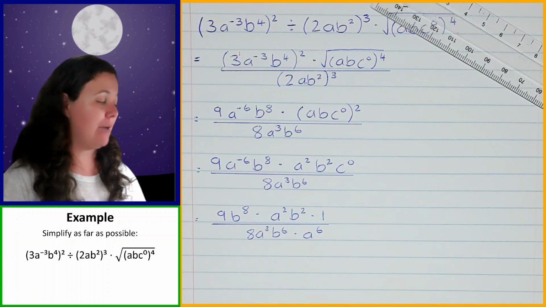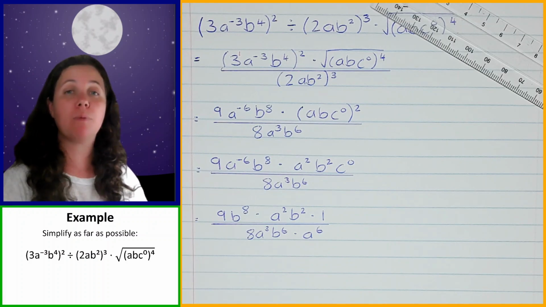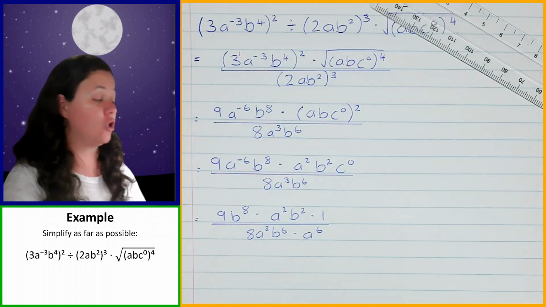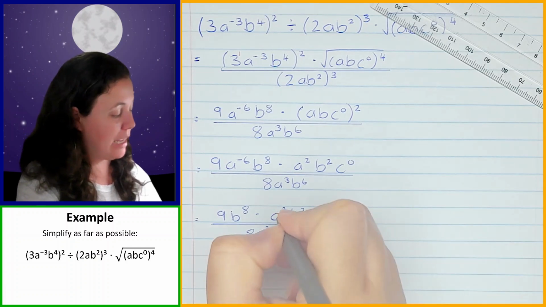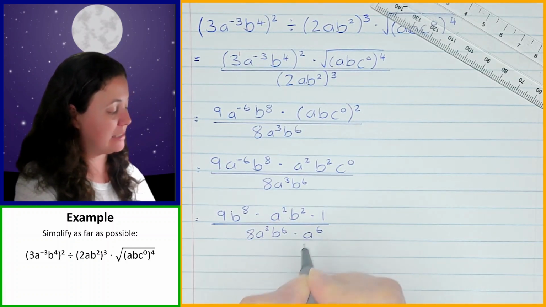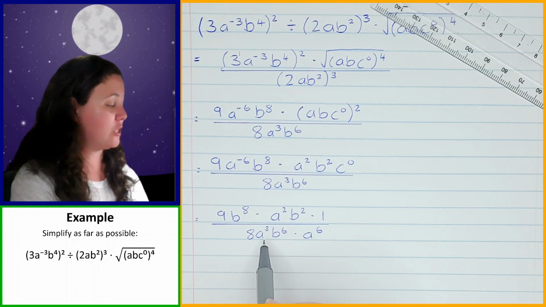So over here, I'm looking for things that have the same base, things that I can multiply together and add their exponents, or things that I can divide and subtract their exponents. Okay, so I'm going to look at my a's first. Over here, I've got a squared. Here I've got a cubed, and here I've got a to the power of 6. So if you look at the bottom, I've got a to the power of 3 and a to the power of 6. Because I'm multiplying those, that's going to be a to the power of 9.